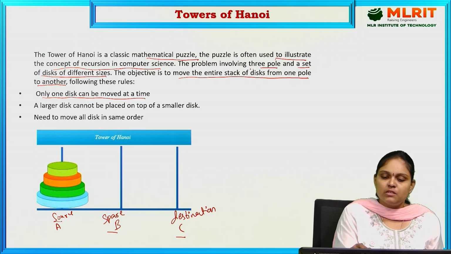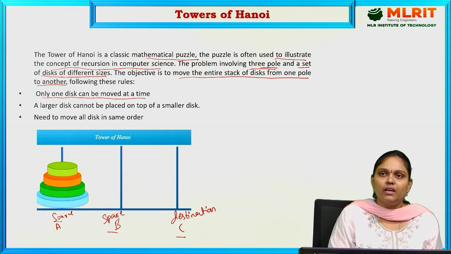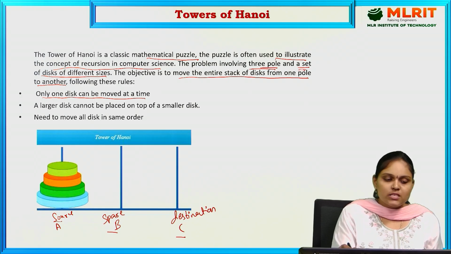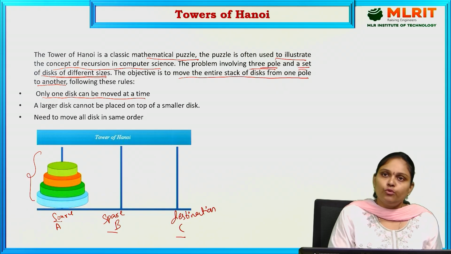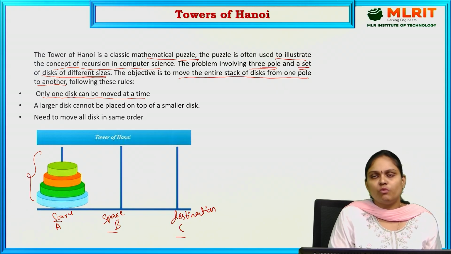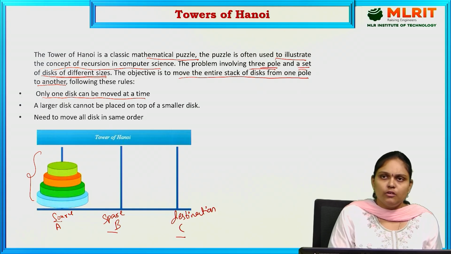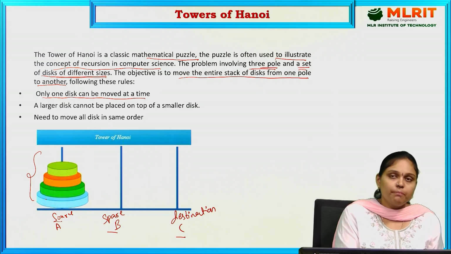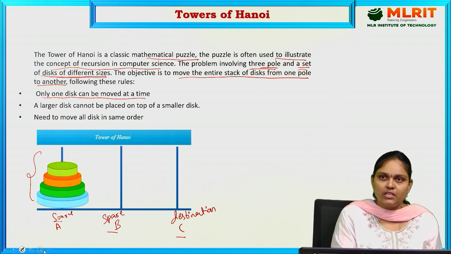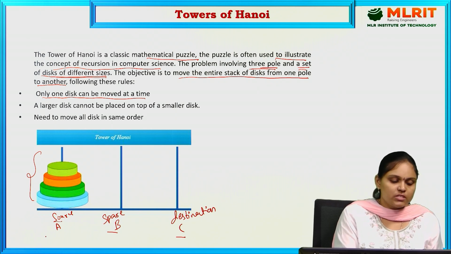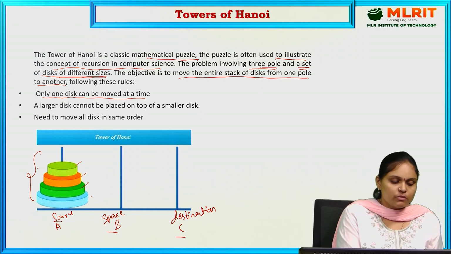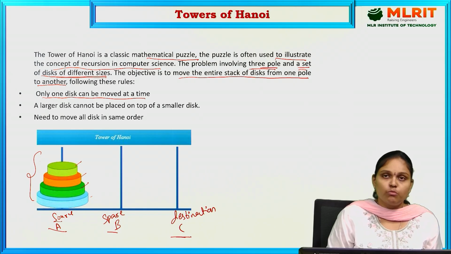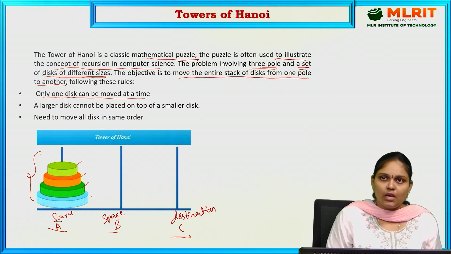As we discussed, the problem involves three poles: source, auxiliary, and destination, and a set of disks of different sizes. These are the disks. Here we have 4 disks. We can use 4 disks, 3 disks, 5 disks, or any number of disks. The disks are of different sizes, and you can see their arrangement in ascending order. The first is a smaller one, the next is a bit larger, the next is a bit larger than the second one, and the last one is larger than all the disks. All the disks we need to move from the source pole to the destination pole, or from pole A to pole C, in the same order.